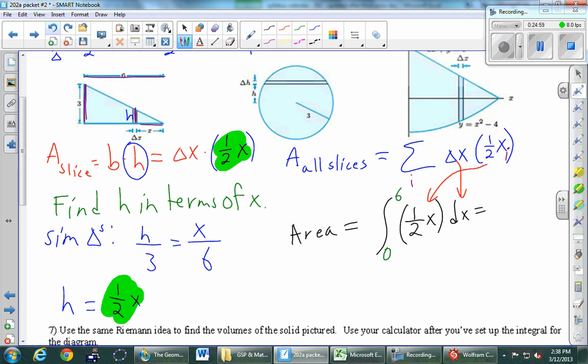Okay, 1/2 is a constant multiple. I'll keep it right there. Integral of x is x squared over 2. And we're going between 0 and 6. So we plug 6 in, it becomes 6 squared. I'll mush those 2's together. It's a 4 downstairs. Minus 0 squared over the same 4. And we get 9.